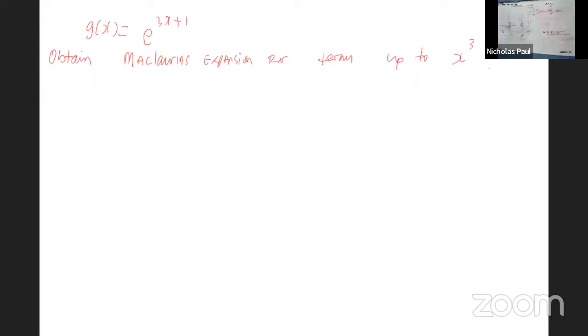Last thing we're doing, right? So we can, Jason, you'll hold on for 2 minutes after, right? Maclaurin's expansion for terms up to x cubed.